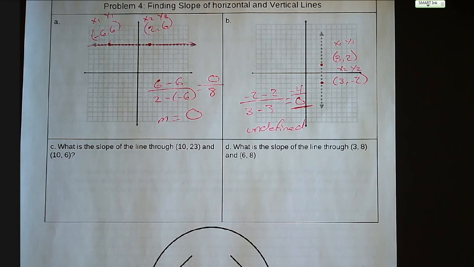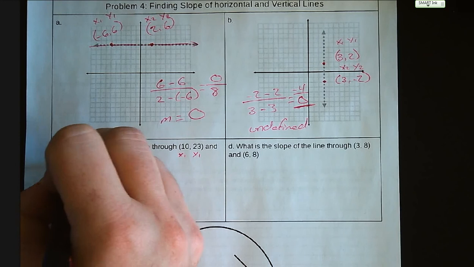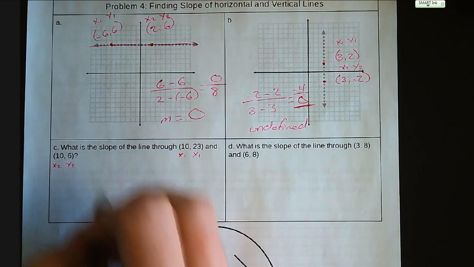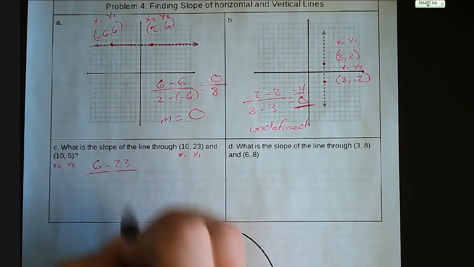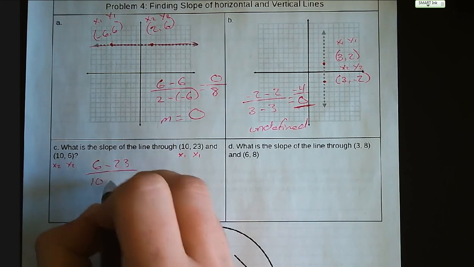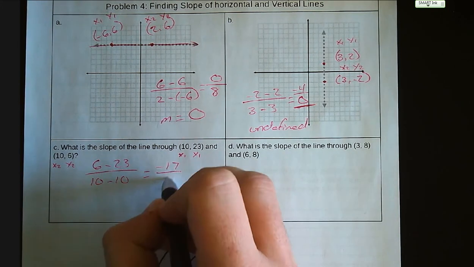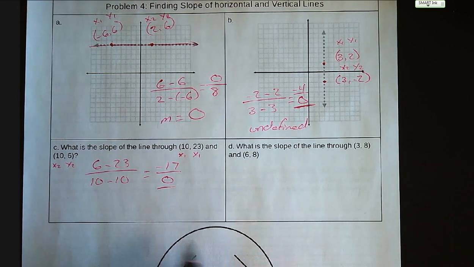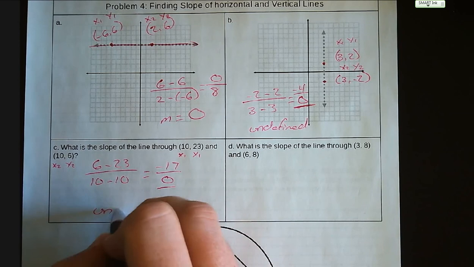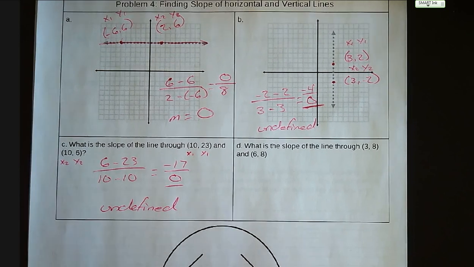All right. So letter C, if we take a look at the ordered pairs, we have 10, 23 and 10, 6. So we have 6 minus 23 over 10 minus 10. And that equals negative 17 over 0. Oh, sorry, that is undefined. So remember, write the word undefined. We cannot divide by 0.